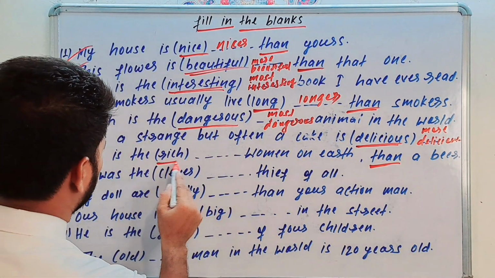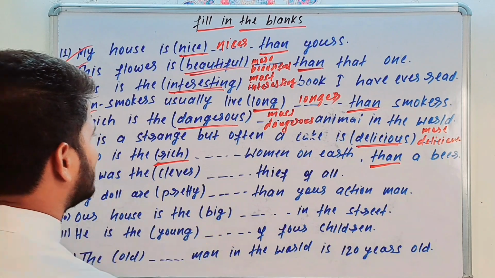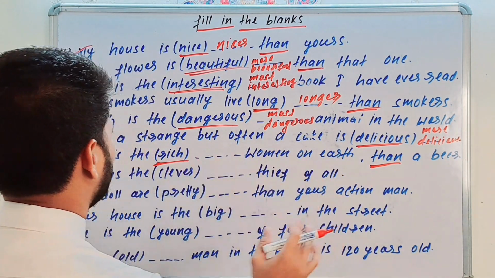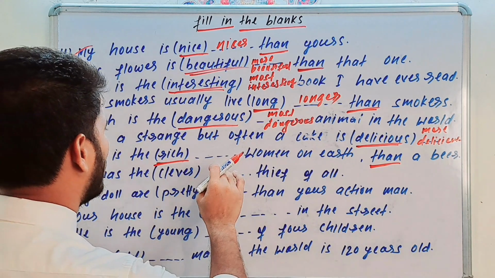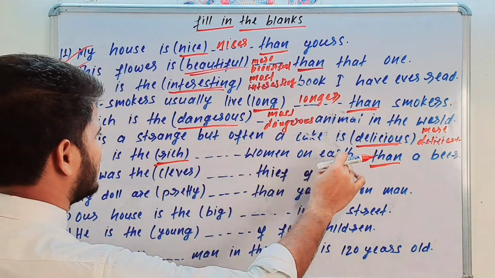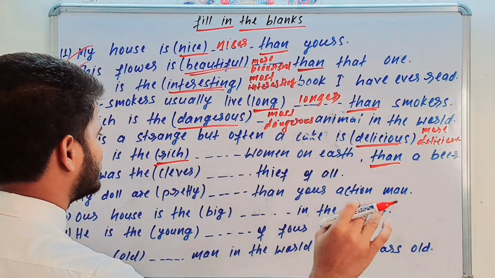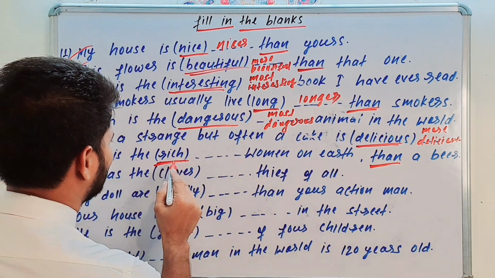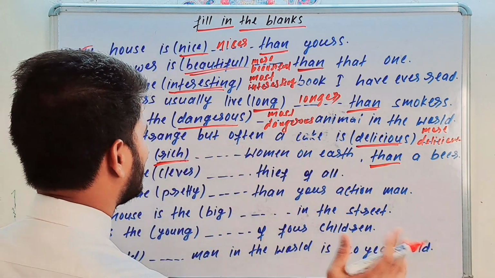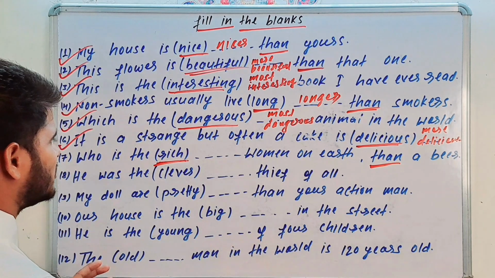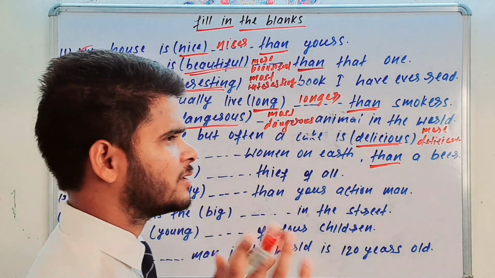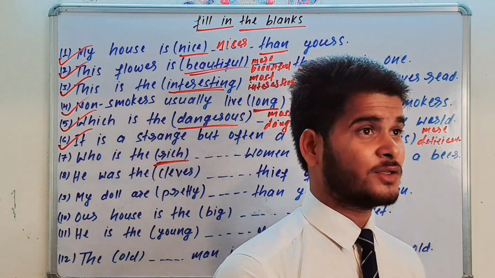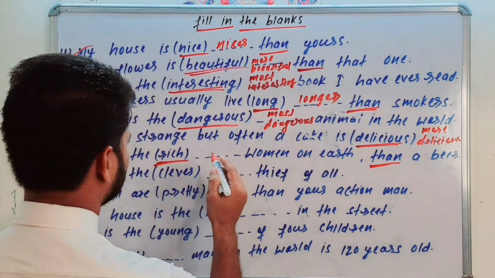That is the option here, rich. Who is the dash woman on the earth? I think we have to select the richest woman on the earth. I don't know the name. But here, convert the adjective rich into superlative degree. That will be richest. We basically convert positive degree into superlative degree by adding est, richest.